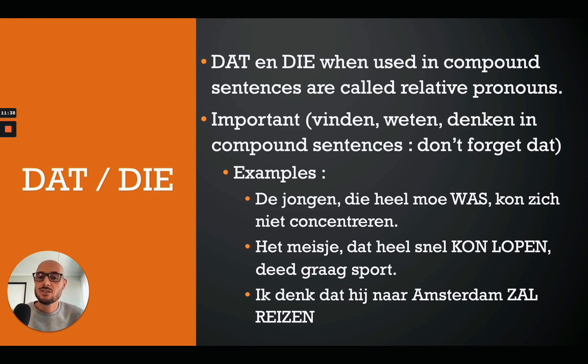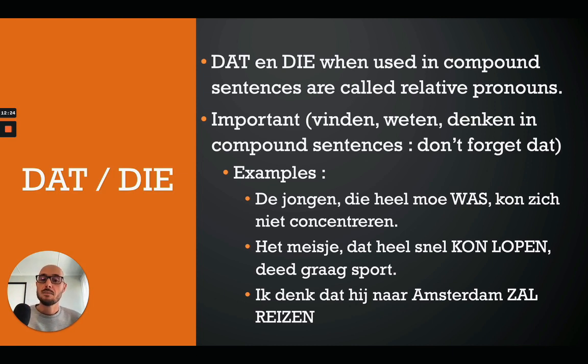Alright, now we're going to take a look at relative subclauses. The first one is de jongen, die, that's our relative pronoun, heel moe was. So as you can see, it's a subclause, so our finite verb is going all the way to the end again. De jongen, die very tired was, that is how we would say it in Dutch, so our finite verb is going to the end. Kon zich niet concentreren. So now we leave the commas and we get back to our main clause. The main clause is de jongen kon zich niet concentreren. The boy couldn't concentrate. And our subclause is die heel moe was, who was very tired.